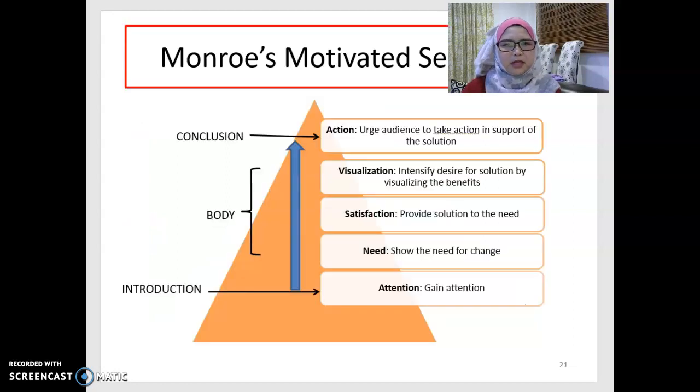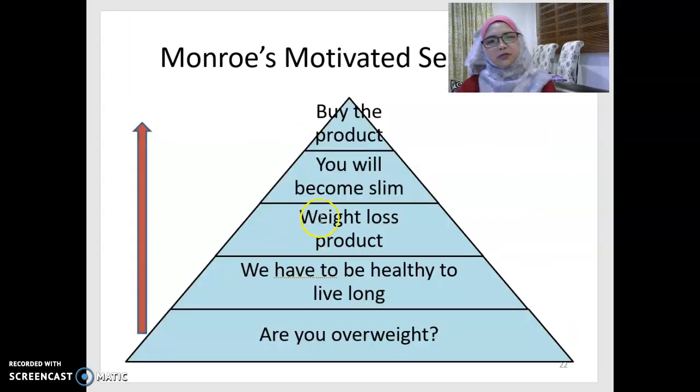What is the next point? Satisfaction. To satisfy this, you need to go on a weight loss program. And what will happen to make them visualize that, okay, if you go on this weight loss program, or you start to consume this weight loss product, then you will become slim. I think I need to get that product, whatever it is.